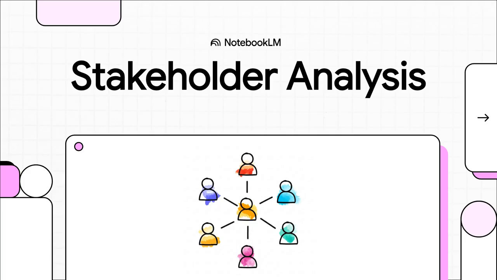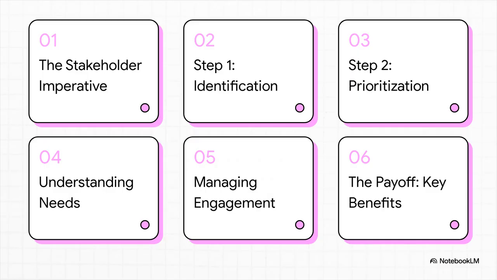And today, we're going to break down the exact framework that separates the projects that soar from the ones that sink. Let's dive in. Here's our game plan. We'll kick things off with why this is so incredibly important. Then, we'll walk through a really solid 4-step process: finding your stakeholders, prioritizing them, understanding what they need, and finally, managing their engagement. We'll wrap it all up with the key benefits you can expect. Think of this as your roadmap to mastering the process.